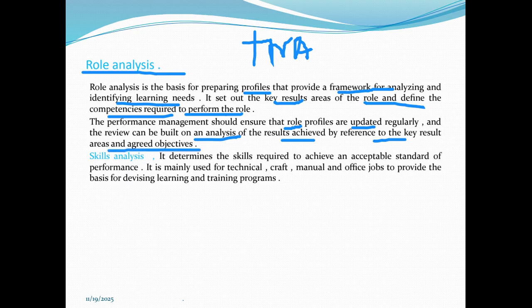We can also conduct a skill analysis. It determines the skills required to achieve an acceptable standard of performance. It's mainly used for technical, craft or manual, and office jobs to provide the basis for devising learning and training programs.